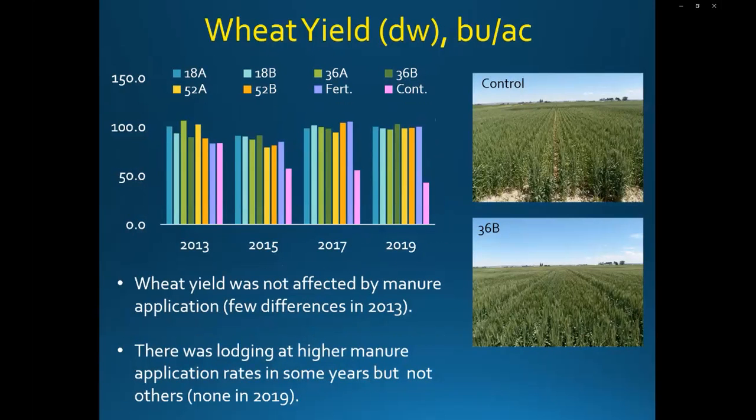If we look at wheat yields, similar to barley, we did not see a significant effect of manure application rate versus fertilizer. We did see a couple differences just in 2013 between the manure application rates themselves. As with barley, in some years we did have lodging, although in wheat we did not have lodging every year. So in 2019, for example, there was no lodging, and you can see that the yields across the board were very similar, obviously except for the control, which hadn't had fertilizer or any other nutrient source in quite a while.